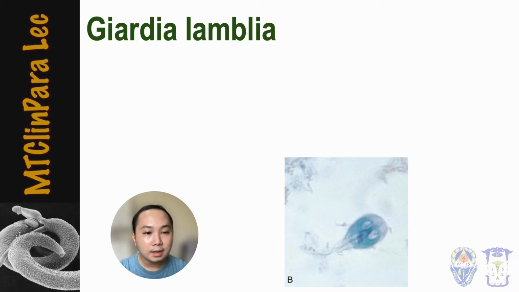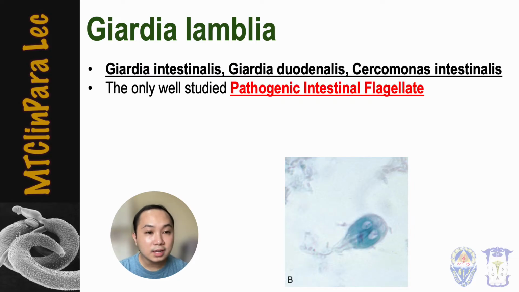So your Giardia Lamblia is also known as your Giardia intestinalis, Giardia duodenalis, or also known as Trichomonas intestinalis. So here are all the other names of our parasite, but for the sake of uniformity, we'll be using your Giardia Lamblia as the most common name.